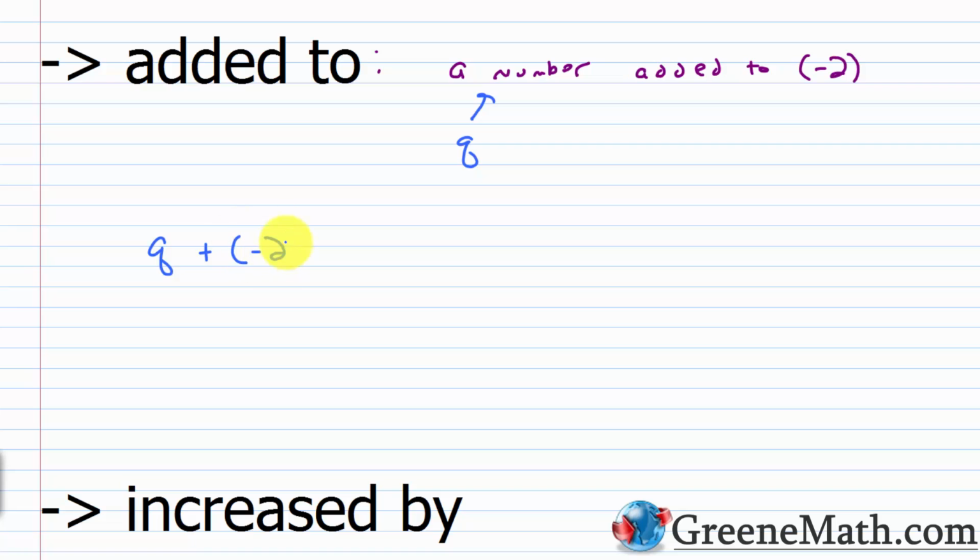Then we also see something like added to. So if I said a number added to -2. What would that be? Well, I can use, again, a variable to represent a number. Let's use, I don't know, q, for example. So if I said q added to -2, then I would have q plus -2. Or again, I could put -2 plus q. Again, addition is commutative, so the order is not important.